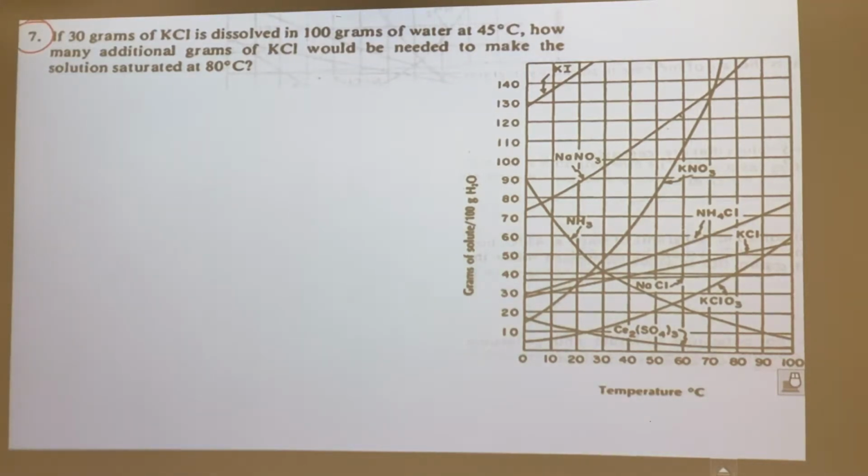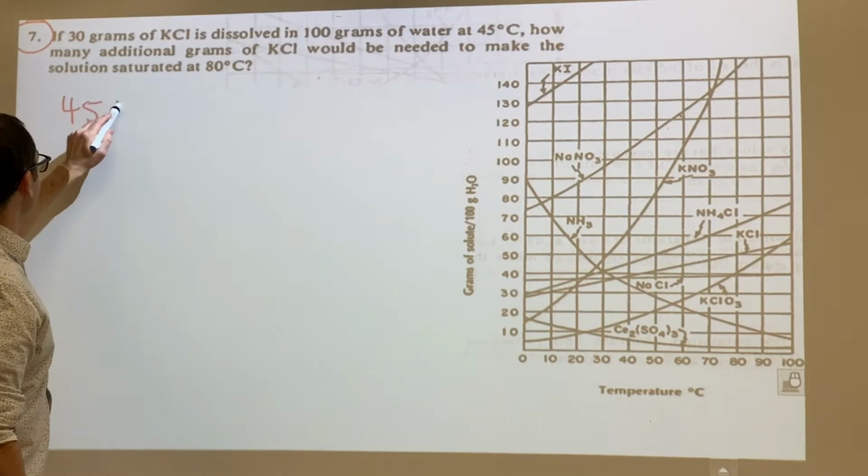All right, so number 7 says if 30 grams of potassium chloride is dissolved in 100 grams of water at 45 degrees Celsius, how many additional grams of potassium chloride would be needed to make the solution saturated at 80 degrees Celsius? All right, so we have a temperature change here, right? Let's look at the first one and figure out what's going on first.